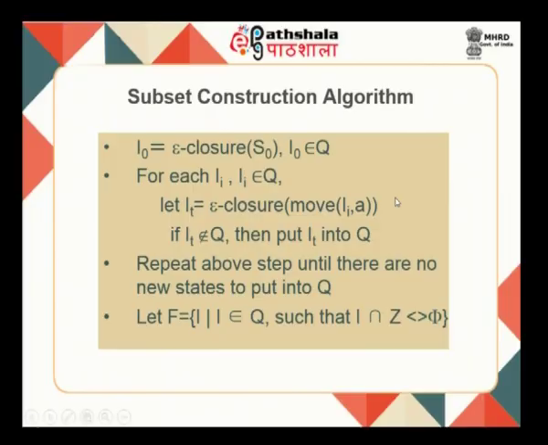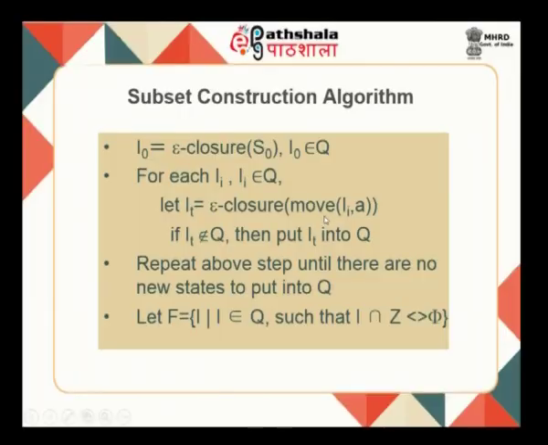I define something like delta D is equal to delta n cap of Q comma A. Now, this delta n cap of Q comma A for epsilon NFA, you have to compute that as an epsilon closure. So, you define and compute that. If IT does not belong to Q, then put IT into Q. So, you are going to compute a new state. If it is not there, you put that into the set of states of Q. Repeat the above step until there are no new states that could be put into Q.